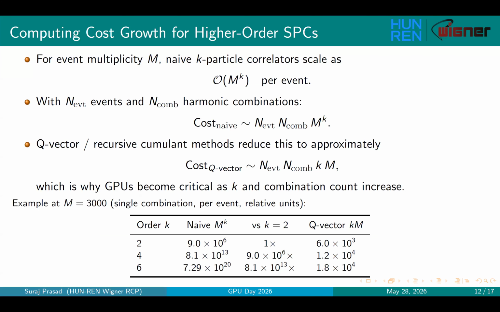For the symmetry plane correlations, again, if an event has multiplicity m, or m charged particles, it requires around this much computing cost. Where n is the number of events, and n combinations of harmonics, and k particle correlators, and m is the multiplicity. So it increases with the number of correlators we have, the number of events we want to simulate, and the number of charged particles we need. The table shows the computation cost if we have a multiplicity of 3000 per event.